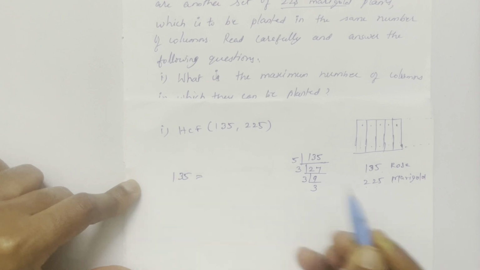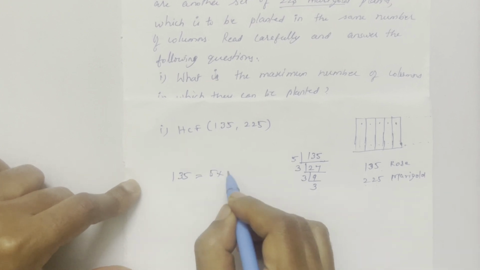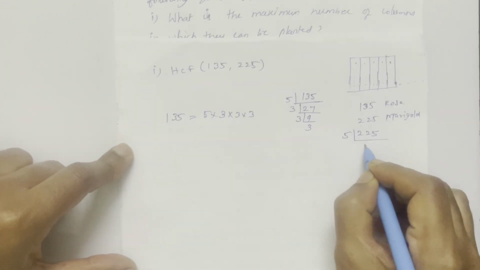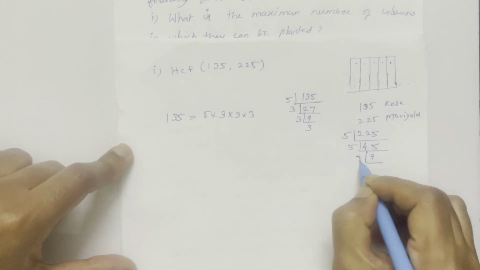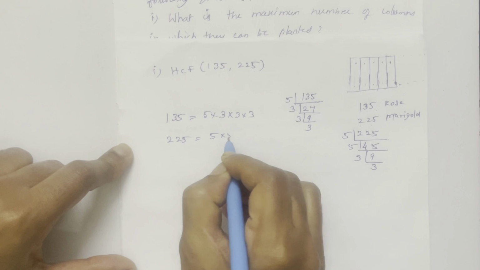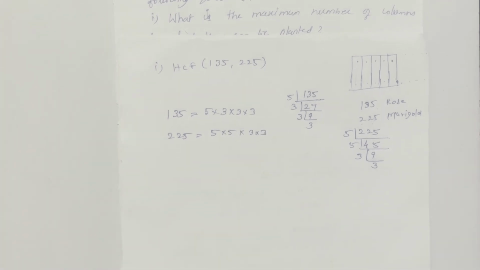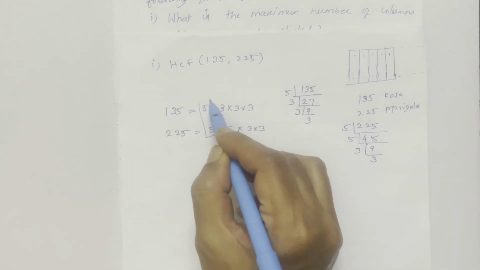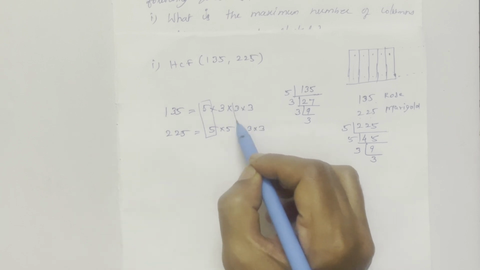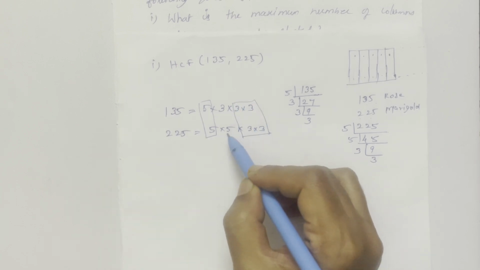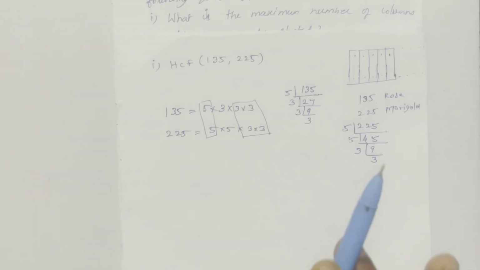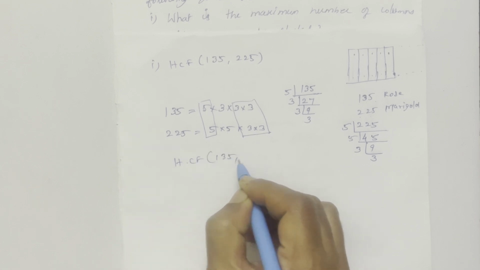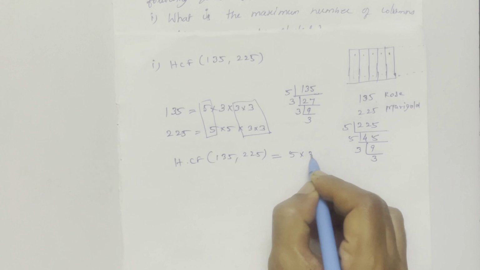So 135 is 5 into 3 into 3 into 3. Okay, next 225. So highest common factor we have to find. Now we will see what are the common factors here. So 5 is common and two 3s are common. Here these two are not common. So highest common factor is 5 into 3 into 3. HCF of 135 and 225 is 5 into 3 into 3.